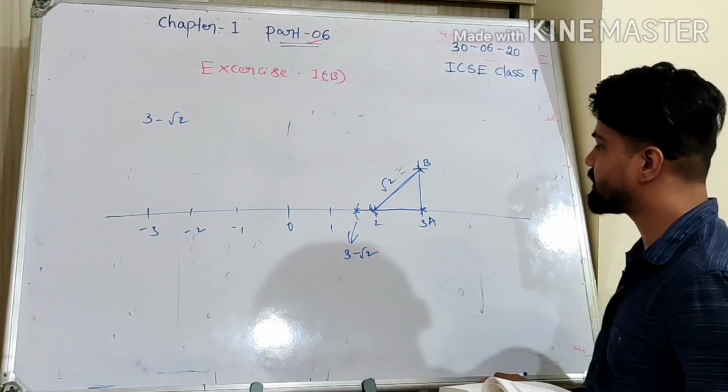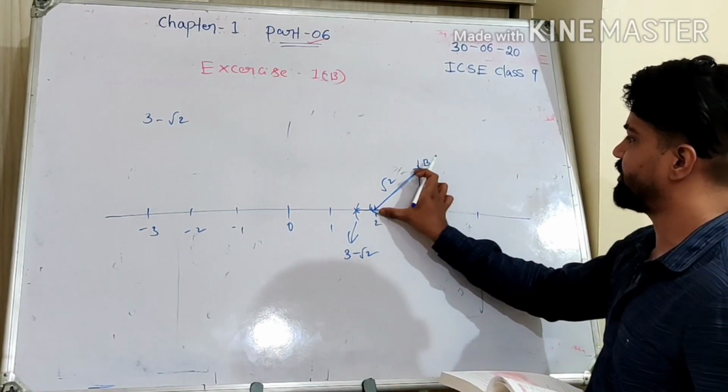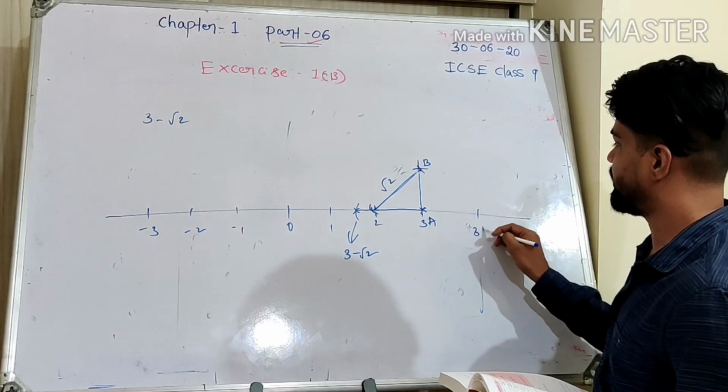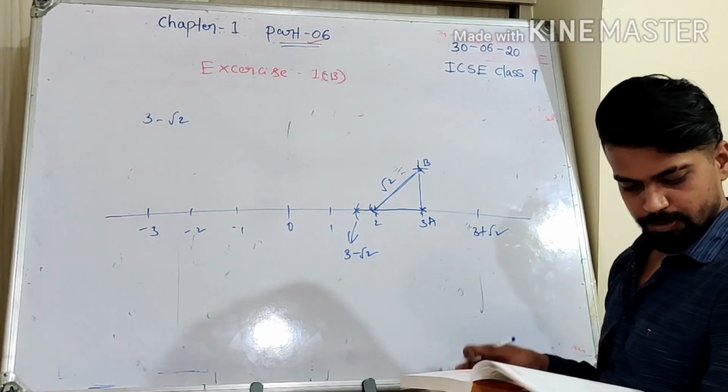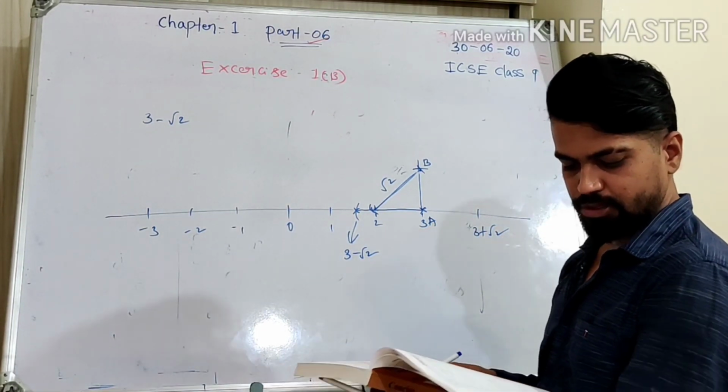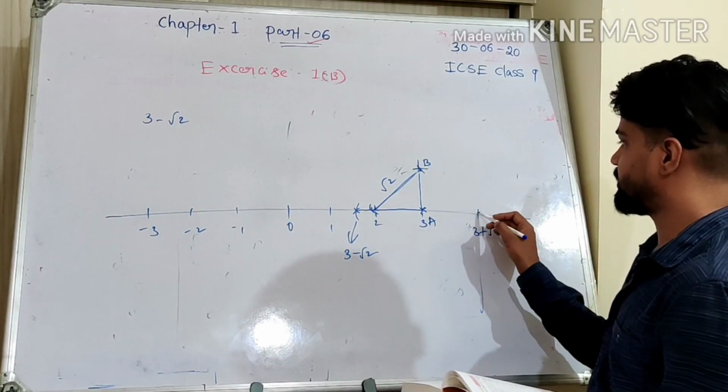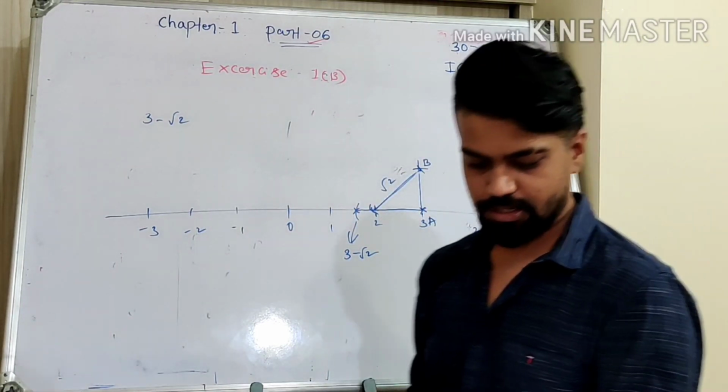Suppose you want 3 plus √2, what will you do? You will take the same distance and mark it here. This will be 3 plus √2. Okay, so that's what it is. So 3 plus √2, 3 minus √2, you can mark it easily. So the remaining you can anyway understand, right?